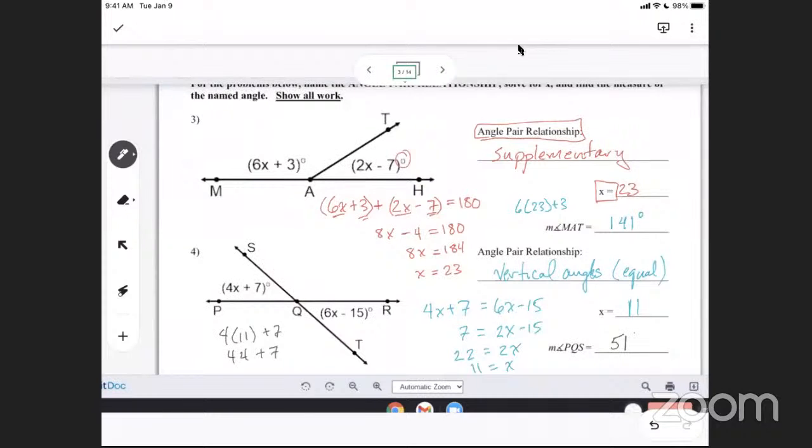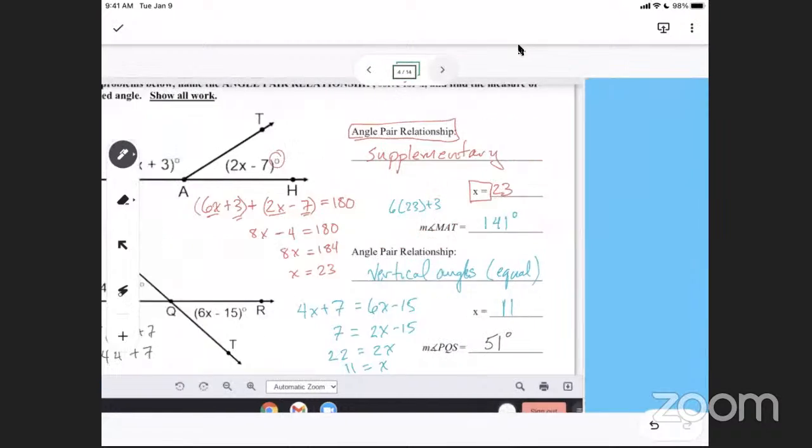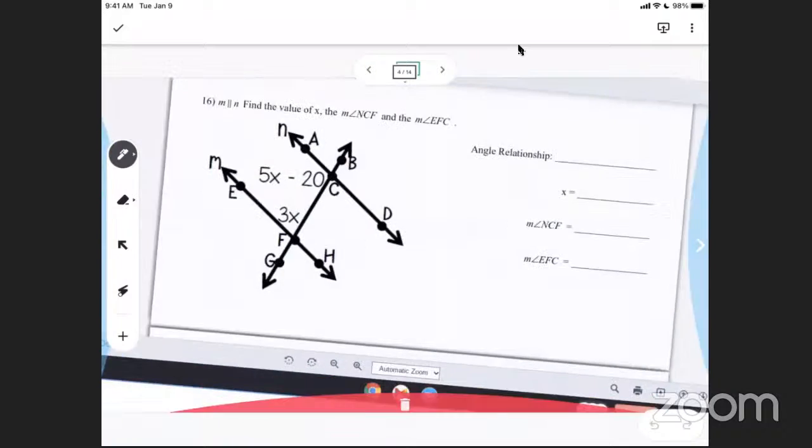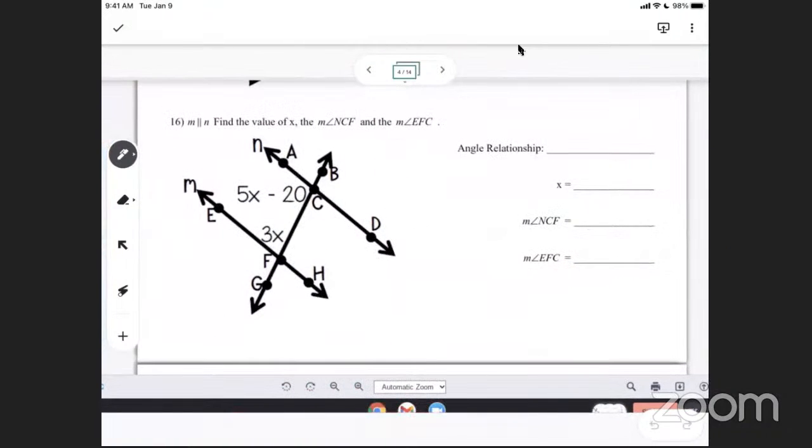51, right? Got it? Yeah. 51 degrees. All right. Do you have another one on here yet, or you have to put one on? Oh, you got one. Perfect. Yeah, I got another one on. Okay.